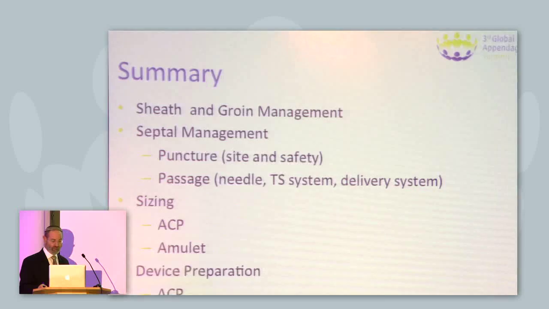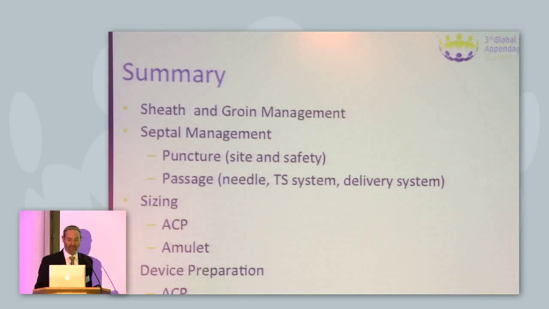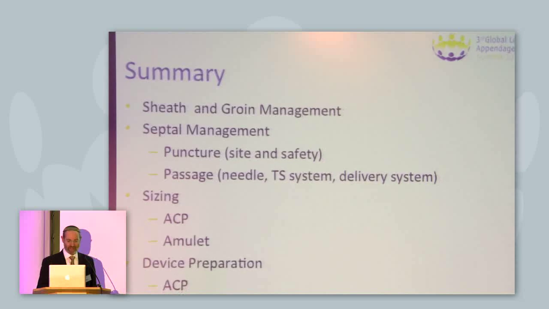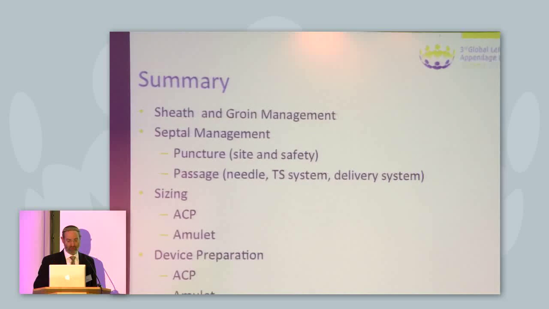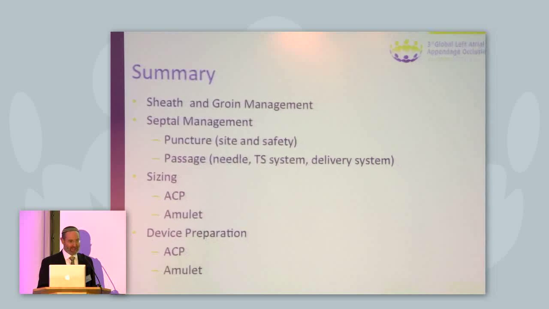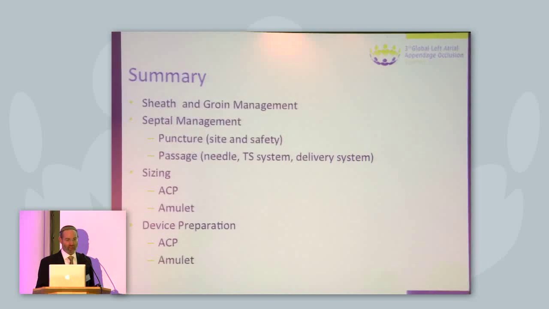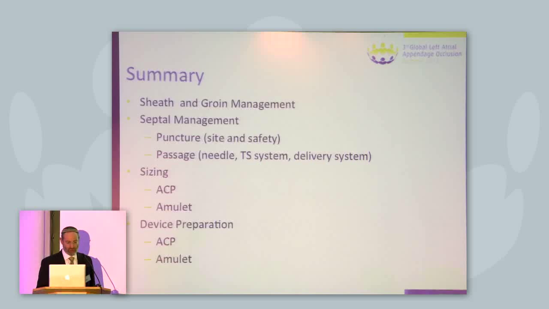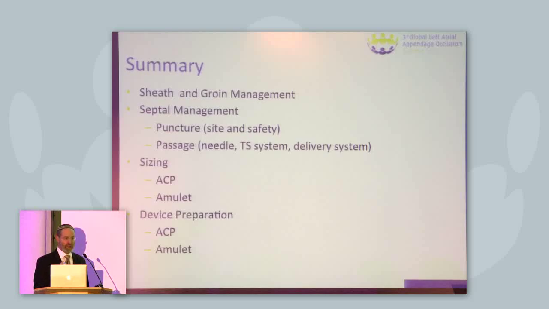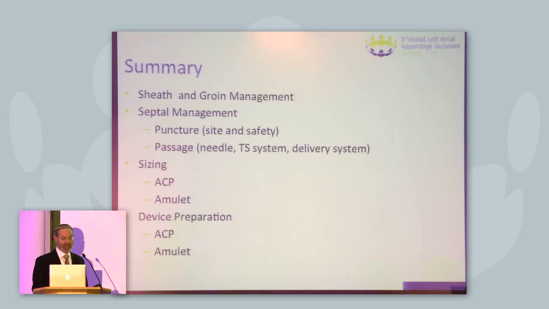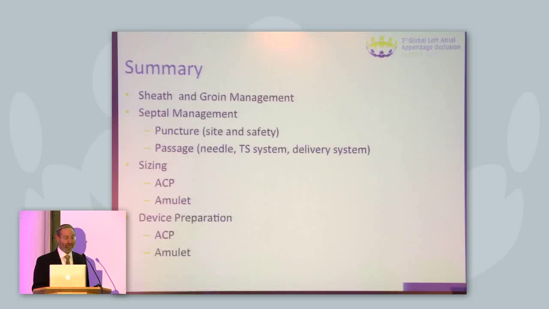So I'm going to summarize and finish 18 seconds over time by saying that sheath and groin management are important to avoid complications. Septal management, visibility is important. You need to puncture properly, both in sight and safety. The passage is important. You need to be careful with your needle. You need to watch it on your transseptal system and watch it on your delivery system. The sizing is very important so that you choose the correct device, whether it be an ACP or an Amulet. They are not the same, and you need to take that into account. The device preparation is another issue that you need to avoid any problems and complications of.